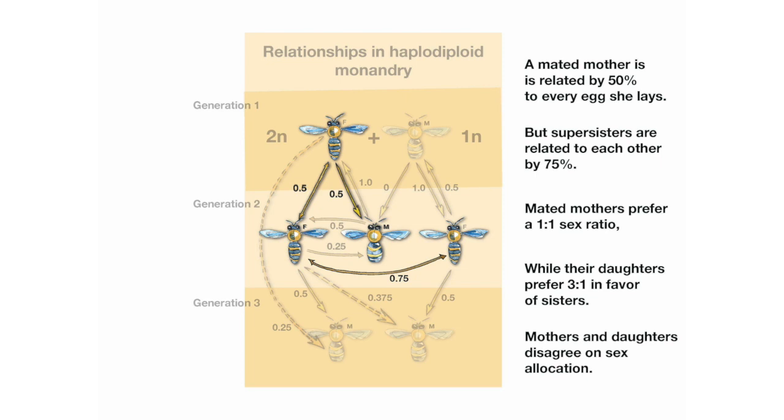So what this means, however, is that mated mothers are always going to be interested in a one-to-one sex ratio. They don't care whether they make a female egg or a male egg. Every one of them passes on 50% of their genes. But their daughters prefer a 3-to-1 ratio in favor of sisters. Why mess around with helping mom produce brothers with whom I'm only 25% related when I can help her produce sisters with whom I'm 75% related? So this is another tension in the superorganism. They not only disagree on who gets to reproduce, they disagree on how many females and males we need to have. It all boils down to the genes, and it really does boil down to the math. It's amazing the coherence between math and biology on these kind of things.